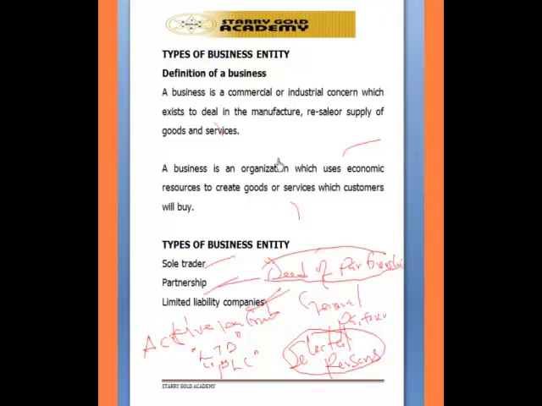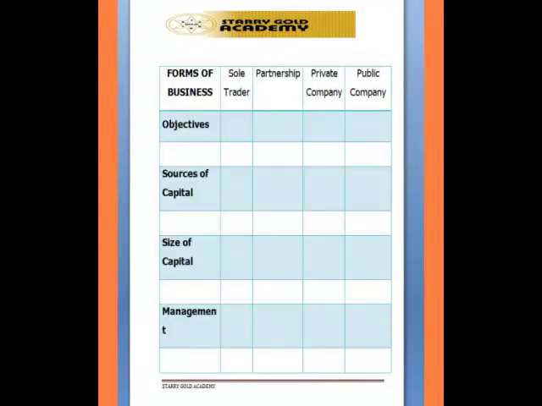Okay. So let's quickly summarize these forms of business ownership by looking at the table. Now we have forms of business ownership. We have the sole trader, the partnership, the limited liability company, then the public company. Now let's start by looking at the objective. What is the objective? All of these forms of business ownership we've mentioned are there to maximize profit. So profit maximization.